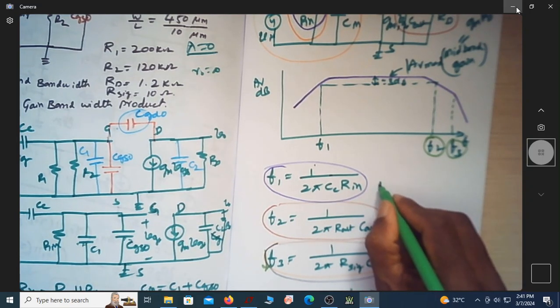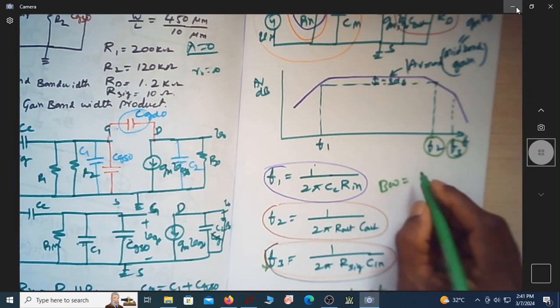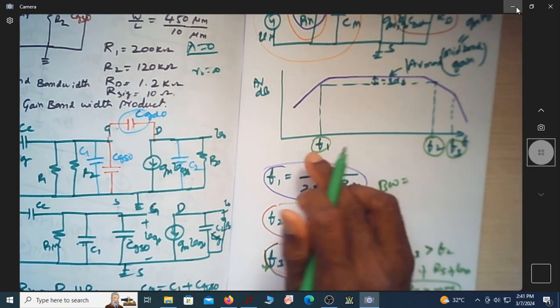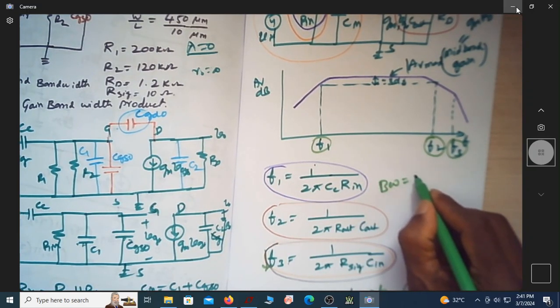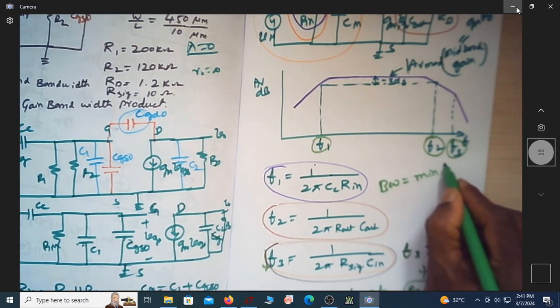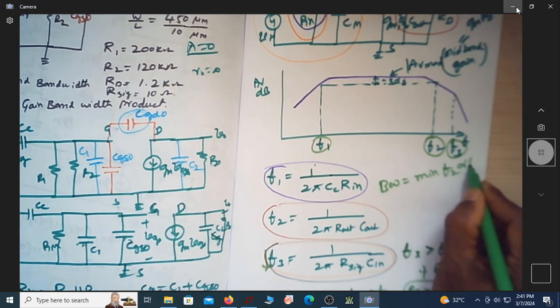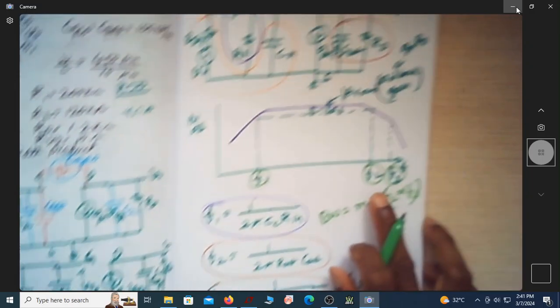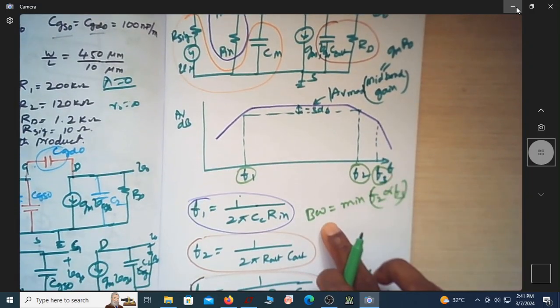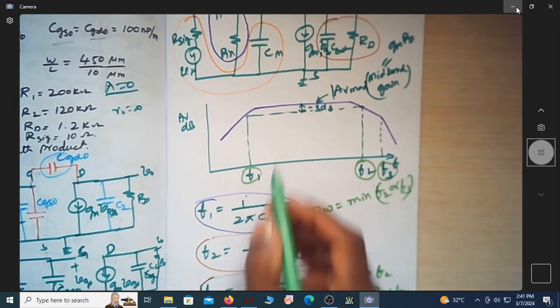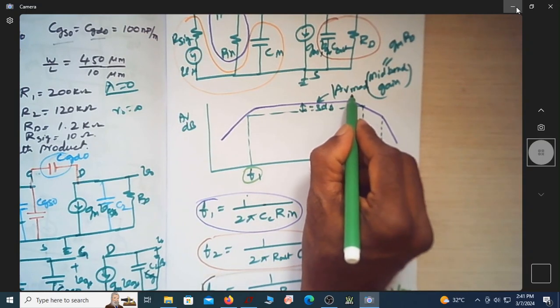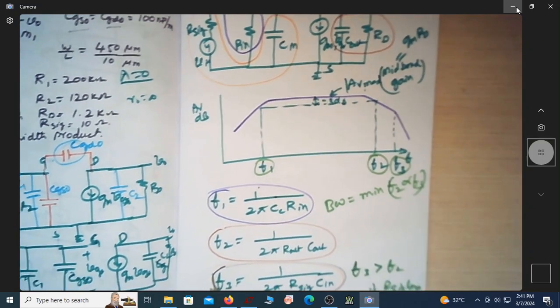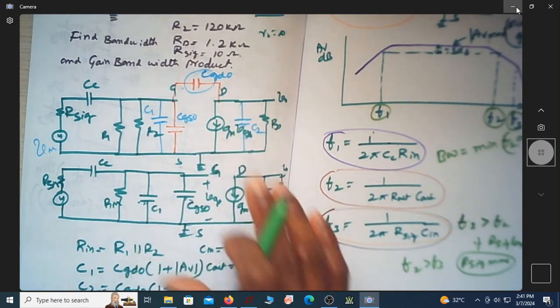So what is the bandwidth? Of course, this value will be very small. So bandwidth is the minimum of F2 or F3, whichever is the least of these two. That will be the bandwidth of my amplifier. So what is the gain? Gain is this AV max, that's the midband gain. So that's the entire story of this.